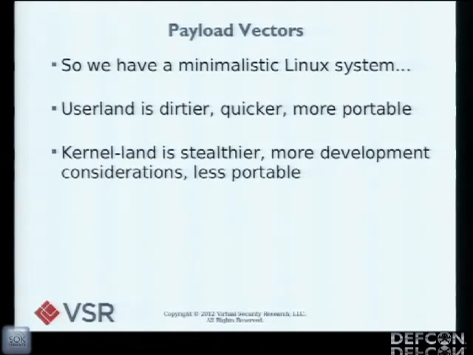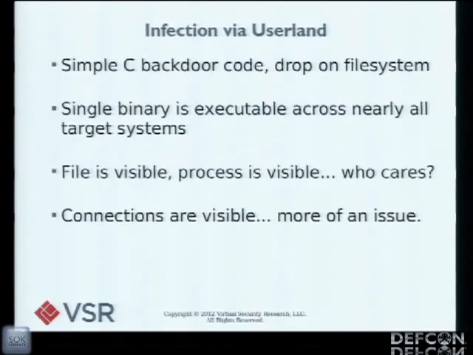All right, great. Next step, deploying the payload. We have this unpacked file system. How can we deploy a payload into this thing and then put it back together and then get code execution on the device? So just looking at the environment, we have a minimalistic Linux system. We have two vectors we can do this through. Userland, which is dirtier, quicker, more portable. You can run a single binary across every device because it's the same architecture, it's all Linux. Or you can do kernel-land, which is stealthier, but you have more development considerations, and it's less portable. You have to tailor it to each specific device.